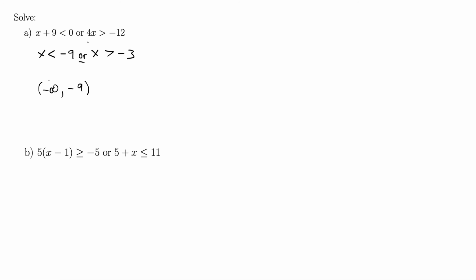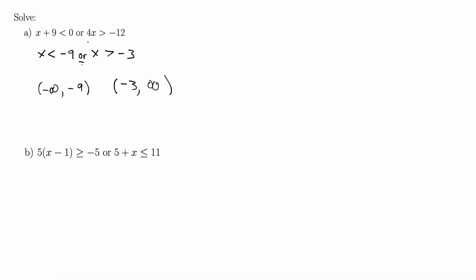So this says we're starting all the way down on the number line at negative infinity. The comma means we're skipping all the stuff in between, and then we're stopping at -9 because that's where it tells us to stop. We're starting again at -3. x > -3 is all the numbers bigger than -3. So we start at -3, and then we're going off to infinity.